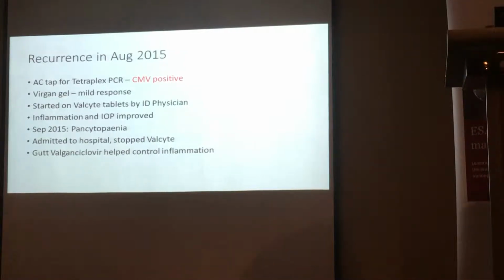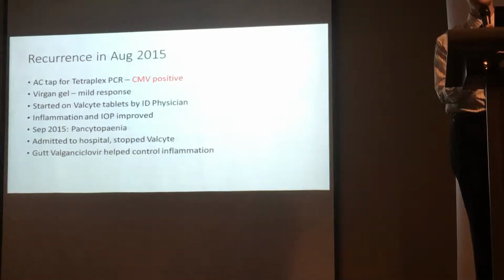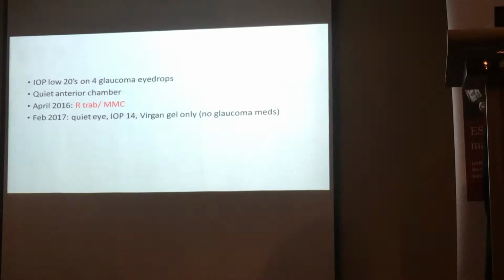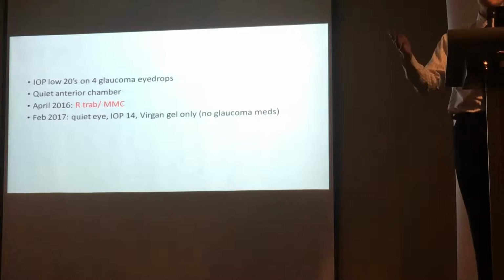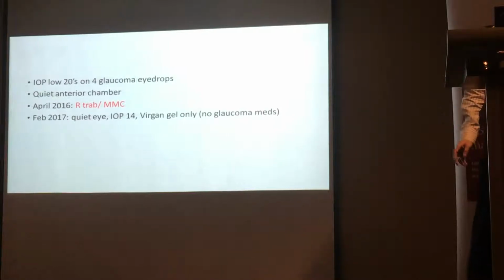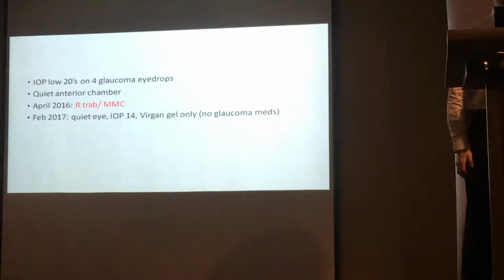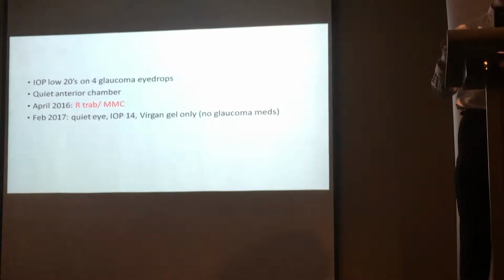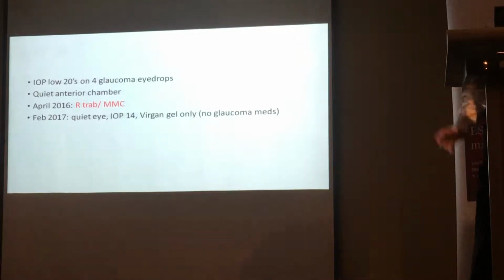Because I was still seeing patients, they referred her to see me at the Singapore National Eye Centre as well, and I got the uveitis team there to help. They said, well, we've got Virgan gel, we can't use Valcyte, we'll try the ganciclovir eye drops, which they were just trying out, and I think they were going to use it every hour. That helped to control the inflammation, but the IOP was still low 20s because we couldn't fully control the whole inflammation from the CMV. The AC seemed to be a bit quiet. Anyway, we did a trabeculectomy with mitomycin C for her. She's already pseudophakic, so we just did a trabeculectomy with mitomycin C.